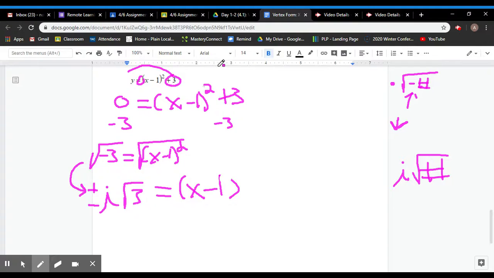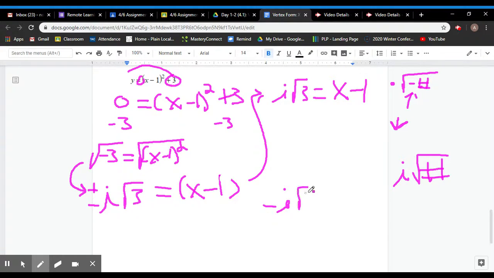All right. Once again, you're going to have two different equations. You're going to have a positive equation and a negative equation. The positive equation is i radical 3 equals x minus 1. And the negative equation is negative i radical 3 equals x minus 1. All right. Solve these equations. I want to get x all by itself. So in both instances, I'm adding 1 to both sides.